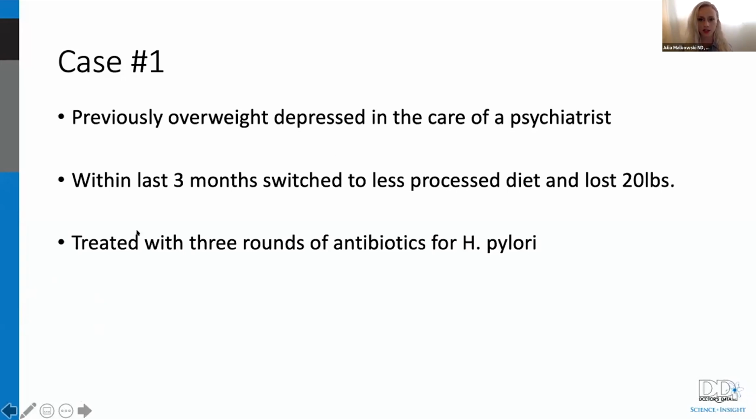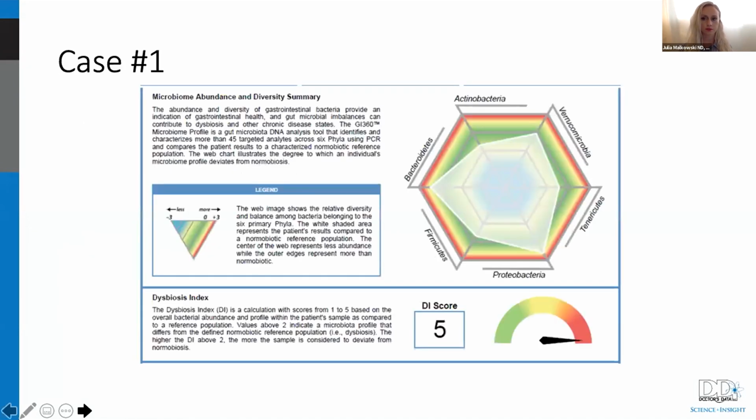This is a case of a patient who was under the care of a psychiatrist. This patient's chief complaint is lifelong depression and obesity. Within the past 3 months, the patient has decided to switch to a less processed food diet in an effort to curtail the lifelong obesity. The psychiatrist actually ran the GI360 due to the chief complaint of depression. This patient was also previously treated with antibiotics, 3 rounds, for H. pylori.